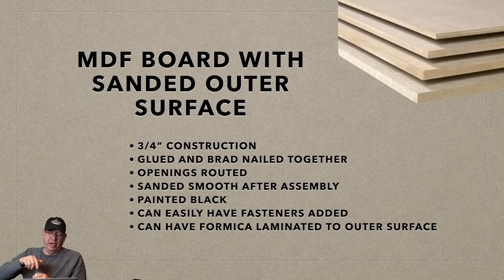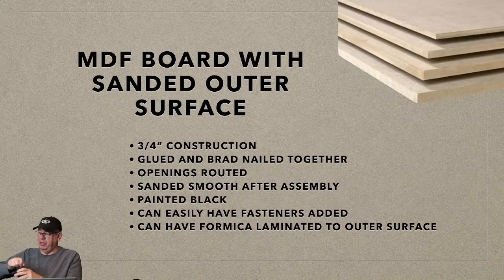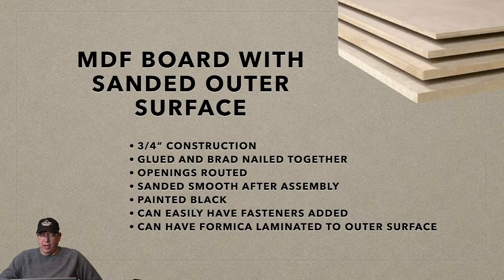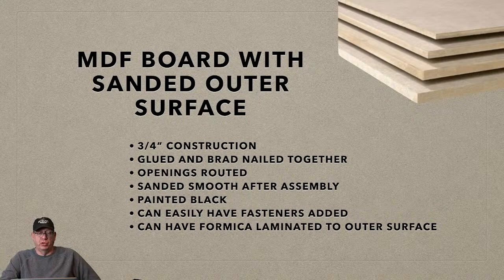So we built the panel out of MDF, medium density fiberboard, with a sanded outer surface. This is what a lot of cabinetry and kitchens are made out of, and so it's readily available. It's fairly easy to work with.